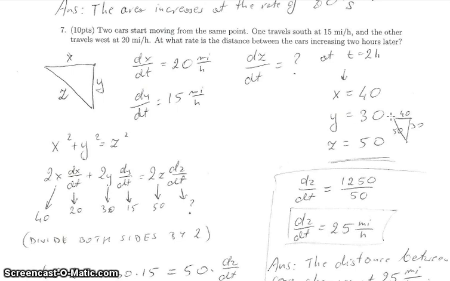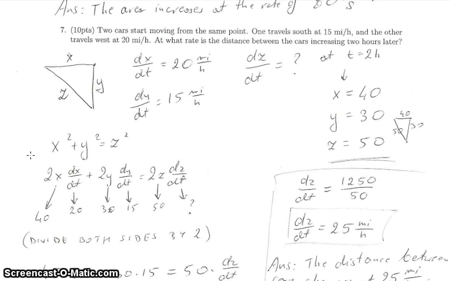And then at that point, the west car is 40 miles away. The south car is 30 miles away from the starting point. So z, the distance between these two cars, has to be 50. It's one of the special triangles, or you could have used the Pythagorean theorem to find what z is equal to. So we have all the data about this point. Now, write the equation relating x, y, and z. So the Pythagorean theorem tells us x squared plus y squared is equal to z squared.